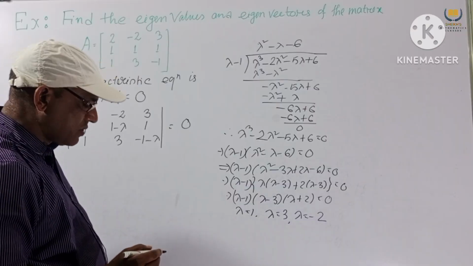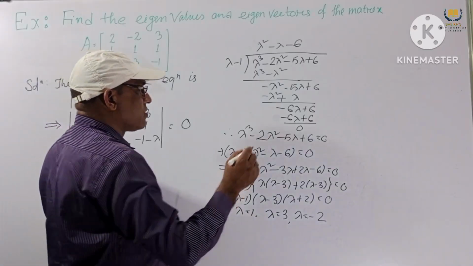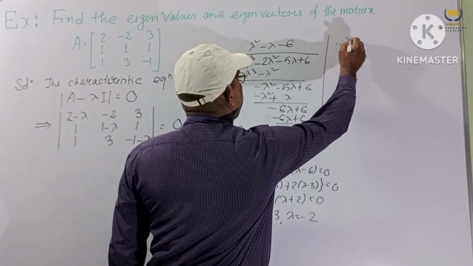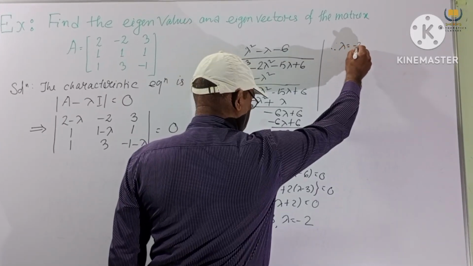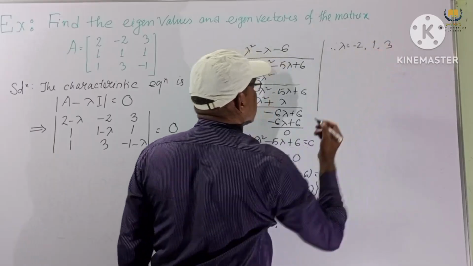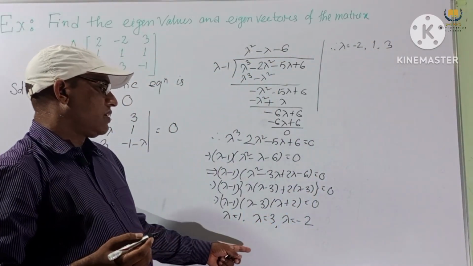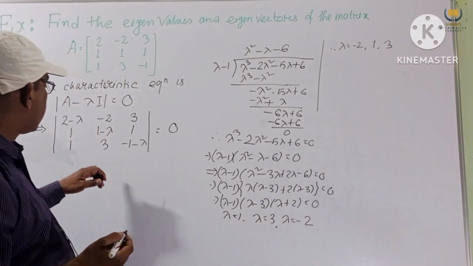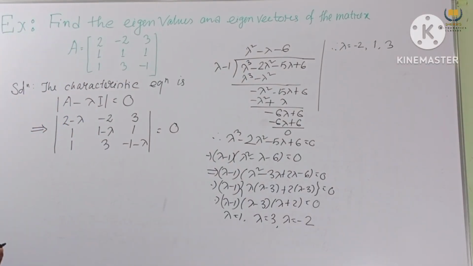Therefore, the eigenvalues are lambda equal to minus 2, 1 and 3. These are the eigenvalues. Next we have to find the eigenvectors. From this you can find the eigenvectors.